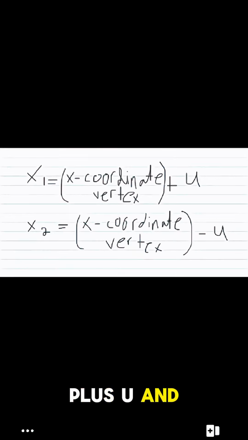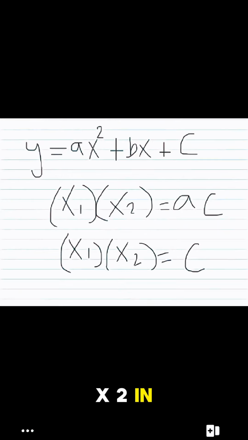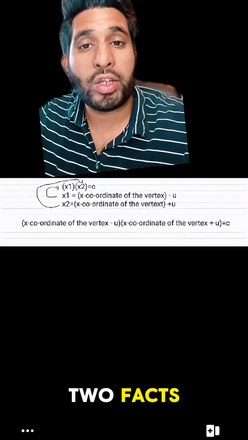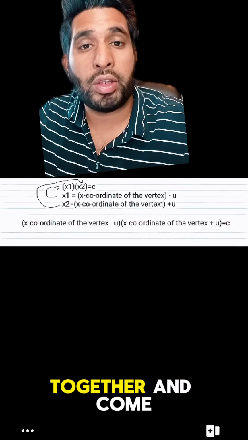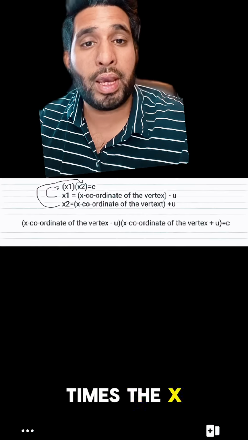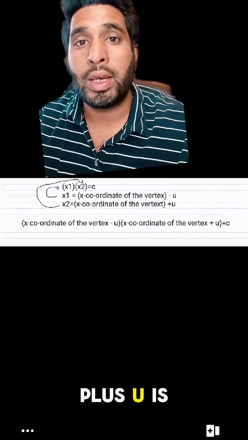Now, the other thing we know about our roots x1 and x2 is that when you're factoring a quadratic equation, x1 times x2 is just a times c. And since our a value is 1, x1 times x2 in our scenario is just equal to c. And now we can put these two facts together and come up with a difference of squares, which is the x-coordinate of the vertex minus u times the x-coordinate of the vertex plus u is equal to c.